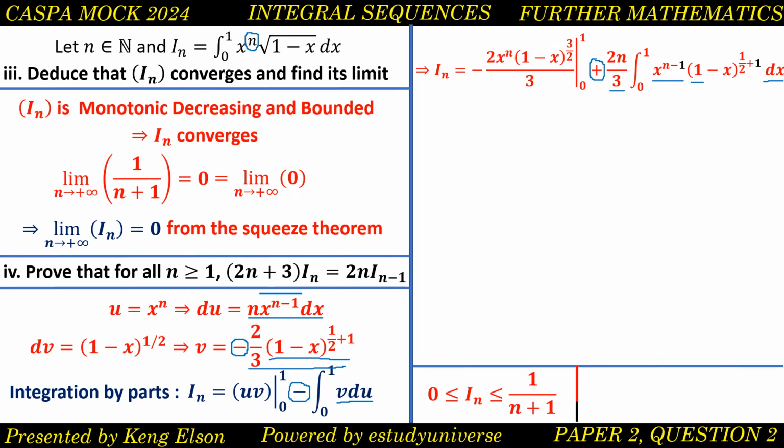Here it is: 1 minus x raised to the power half plus 1. Now all we need to do is simplification. That's what we need to do. If we are able to simplify everything, then we are going to get the proof. Okay, so let's start the simplification.